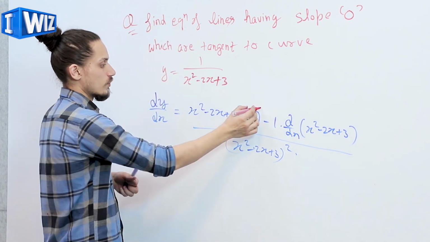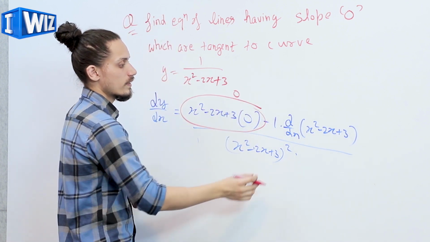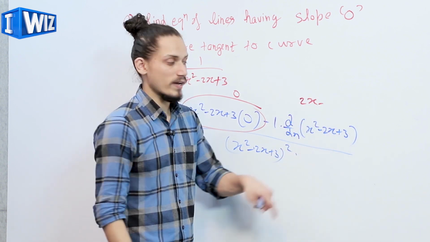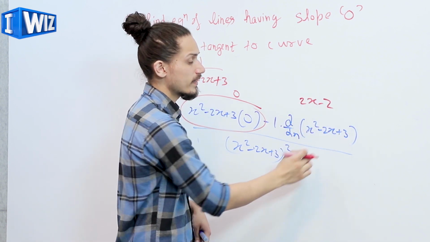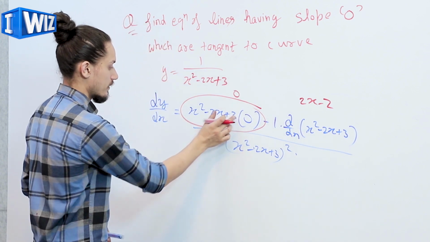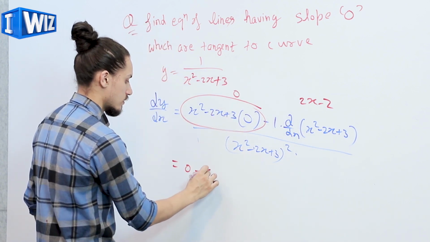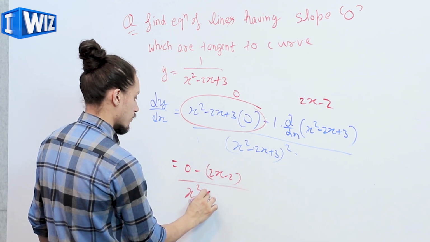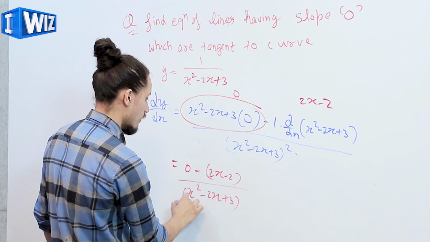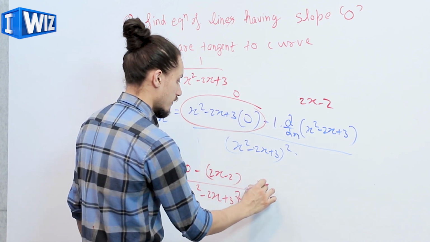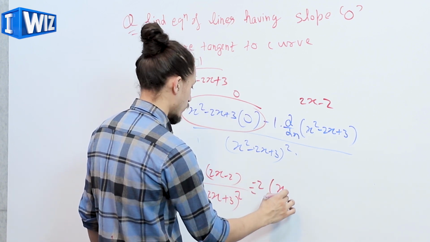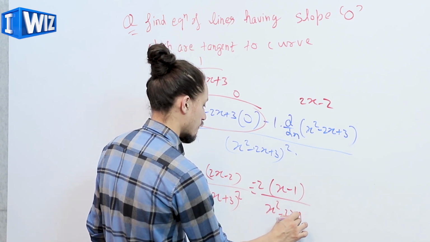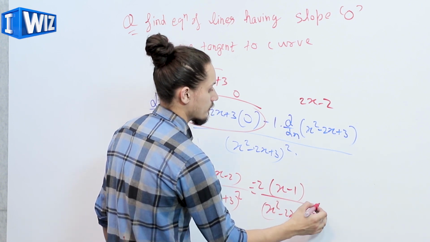Now this whole function is equal to 0. Here derivative of x square is equal to 2x minus derivative of 2x is equal to 2 and derivative of 3 is equal to 0. So this factor is 0, we get 0 minus 2x minus 2 divided by x square minus 2x plus 3 whole square, which is equal to minus 2 into x minus 1 divided by x square minus 2x plus 3 whole square.